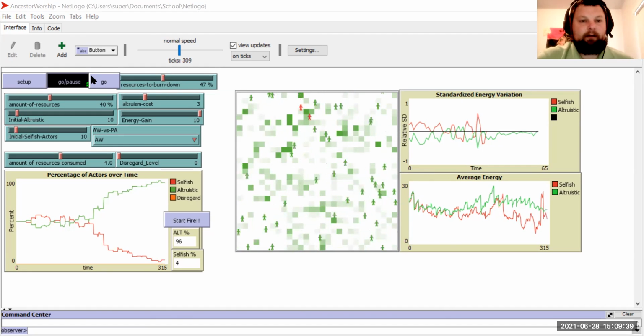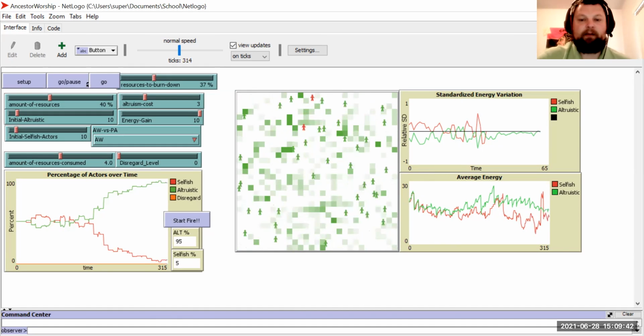Another slider that has a large effect on the model is this disregard level slider. In any society, there will be offspring that disregard the traditions and teachings of their parents and ancestors. The higher this slider is set, the more green offspring stop behaving like a green and become selfish. The ancestor worship strategy works best when everyone is on board. You can mess with the disregard slider to see what happens to the reds and greens when offspring stop sharing and go their own way.